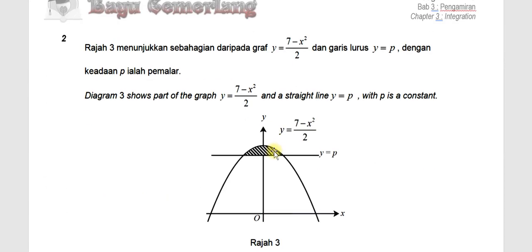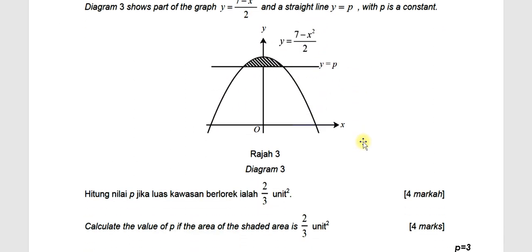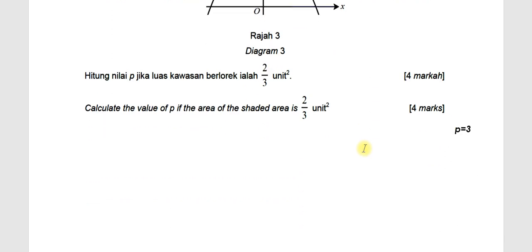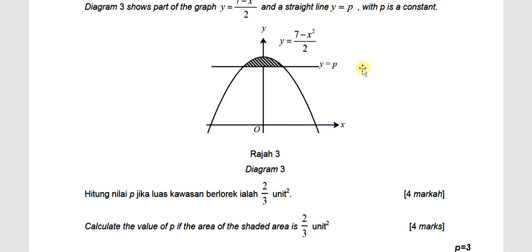Okay, second question is this. Okay, let's see. Diagram 3 shows part of the graph y equal to 7 minus x squared over 2, and the straight line y equal to p. The question simply tells you, calculate the value of p if the area of the shaded region is 2 over 3 unit square.